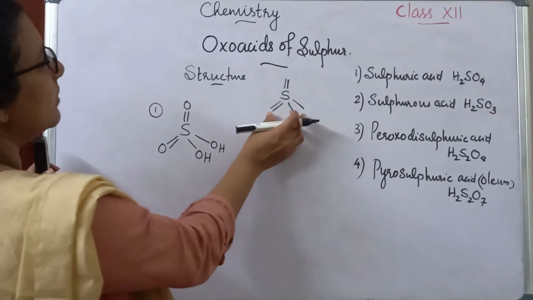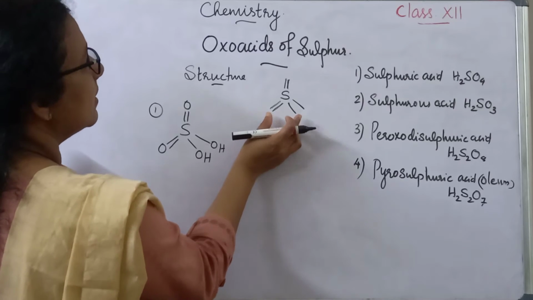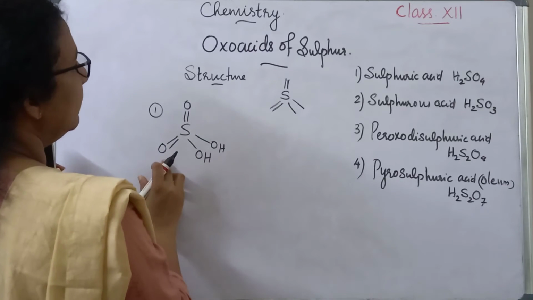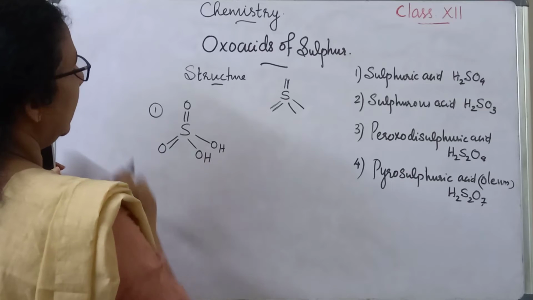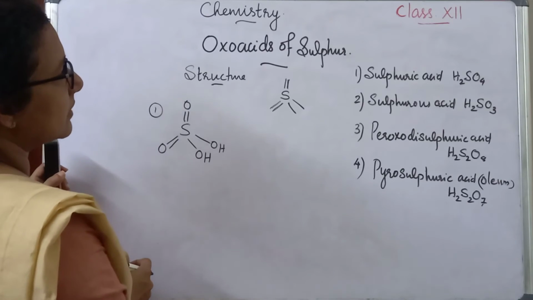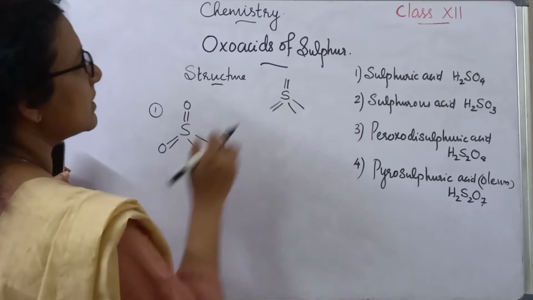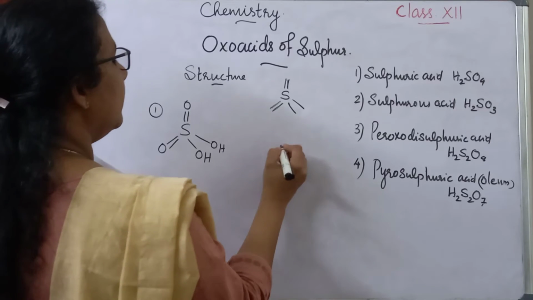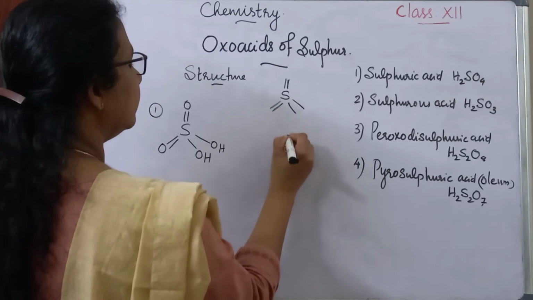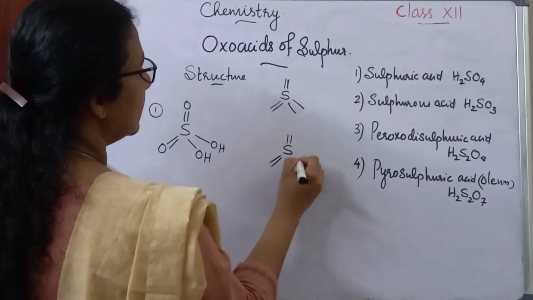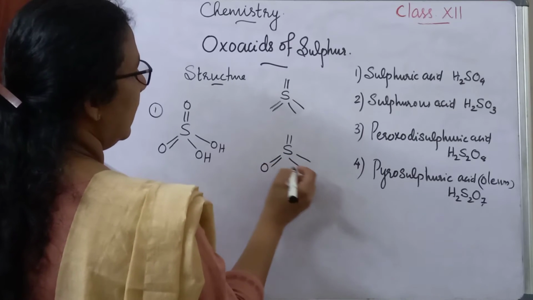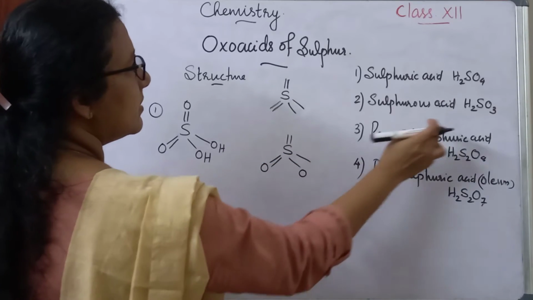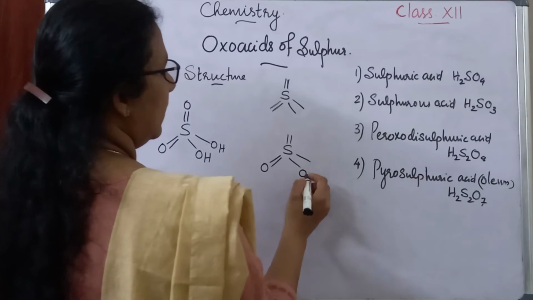So first of all, we will draw the skeletal structure of sulphur, then we can attach all the atoms. So this is the structure of sulfuric acid. Then next one is sulfurous acid. Sulfurous acid, again we can draw the skeletal structure like this, and it is H2SO3.